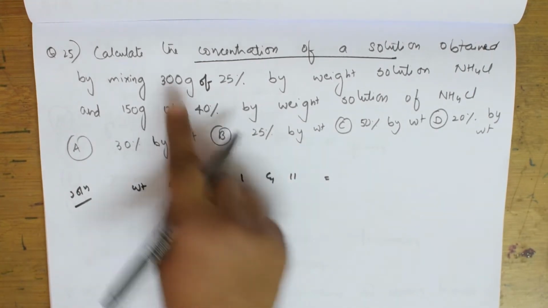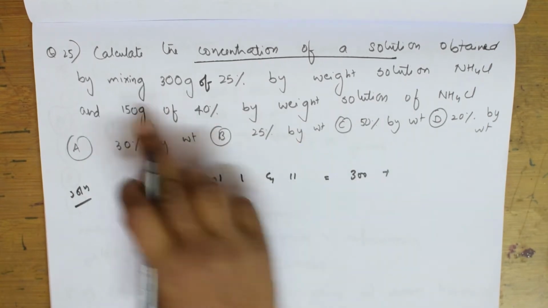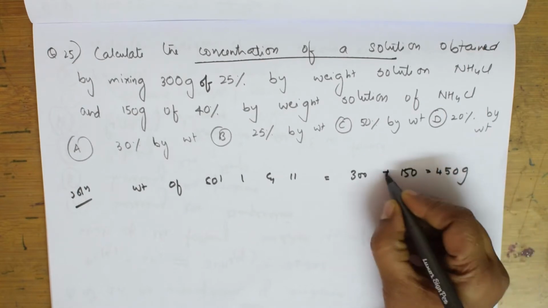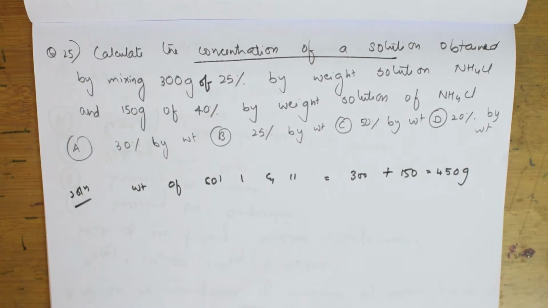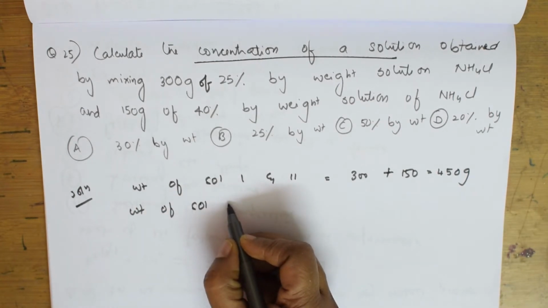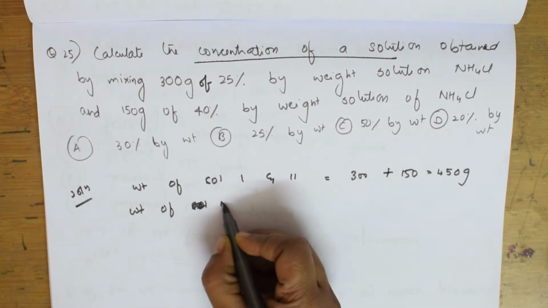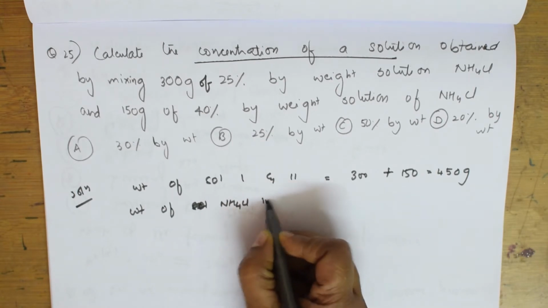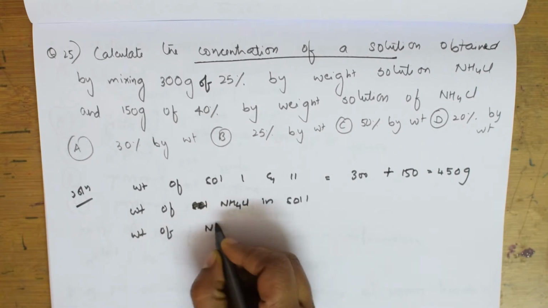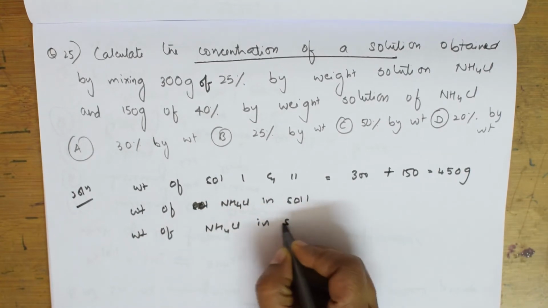What is the weight of solution 1? It is 300 grams. What is the weight of solution 2? 150 grams. So the total weight is 450 grams. Now, using those individual weights, let us calculate the weight of ammonium chloride in solution 1, and the weight of ammonium chloride in solution 2.